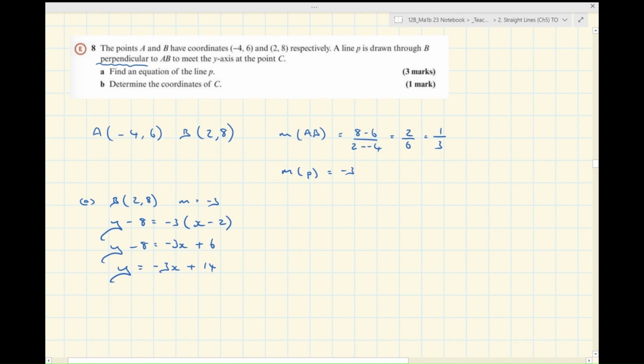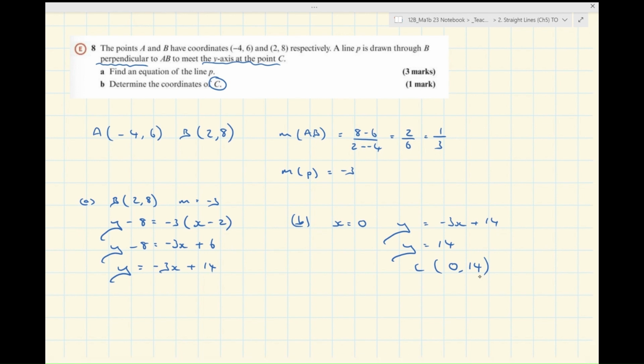Okay, now this line P meets the y-axis at the point C, and I have to work out where that point is. So for part B, I want to know where this line meets the y-axis. So I'm going to put x equals 0 into the equation y equals minus 3x plus 14, which tells me that y equals 14. So the point C, where this line meets the y-axis, is the point 0, 14. And that's question 8 complete.